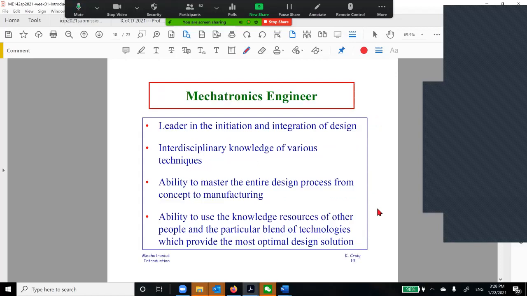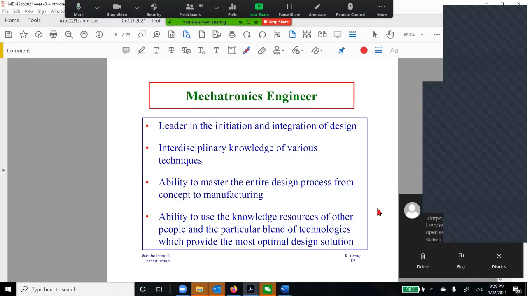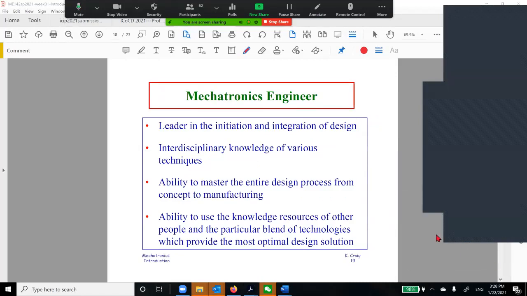This is something to make you feel good. In industry, you, the mechatronics engineer, usually will be in a good position to serve as a leader. You have initiation, meaning you propose, you suggest, you have that initiative, and integration of design. Then you have broader interdisciplinary knowledge, the ability to master the entire design process from concept to manufacturing, and use the knowledge resources of other people, okay?